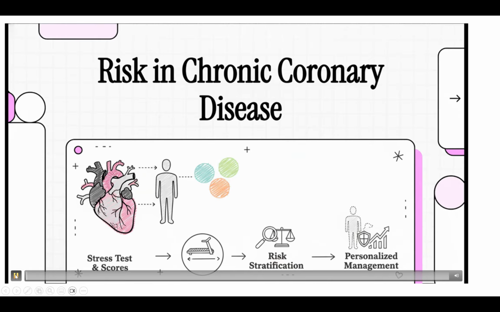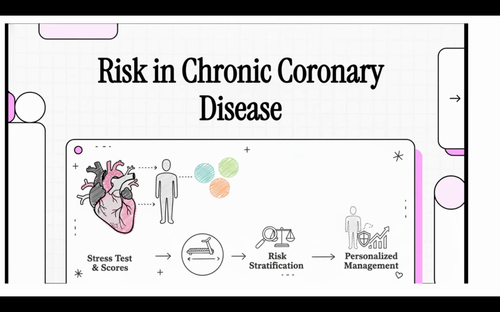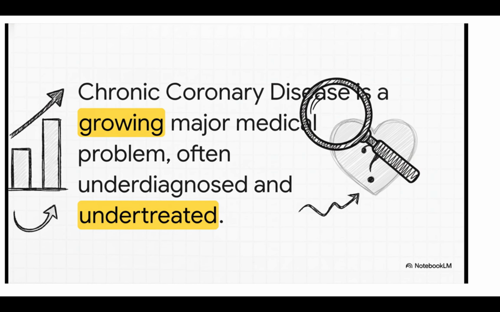All right, today we're going to dive right into the heart of managing chronic coronary disease, or CCD. We're breaking down an absolutely critical skill: how to accurately figure out a patient's risk so you can build the most effective treatment plan possible. People are living longer, they're surviving initial heart attacks, and because of that, the number of patients with chronic coronary disease is just exploding. It's a huge problem, and honestly, it often flies under the radar, which means a lot of people just aren't getting the care they really need.